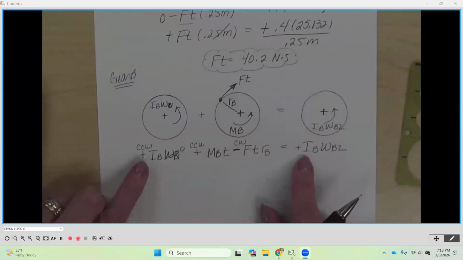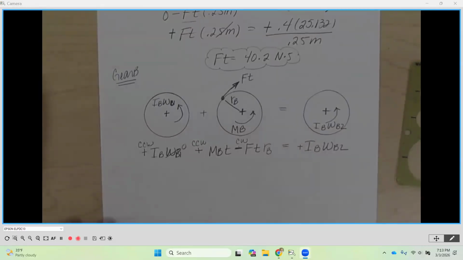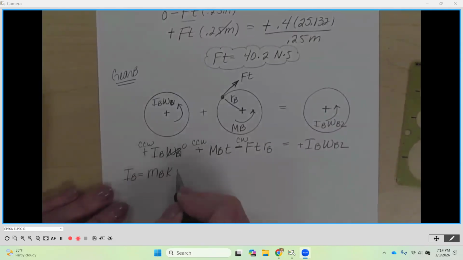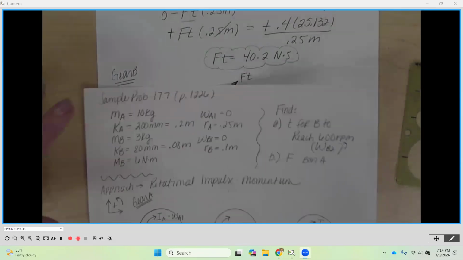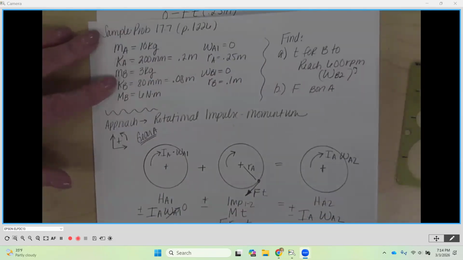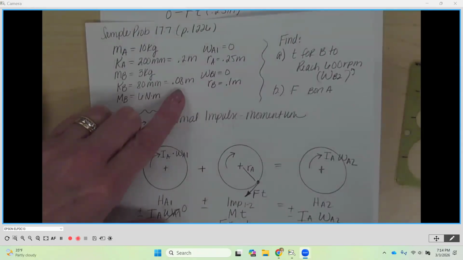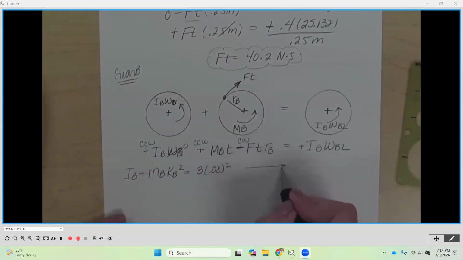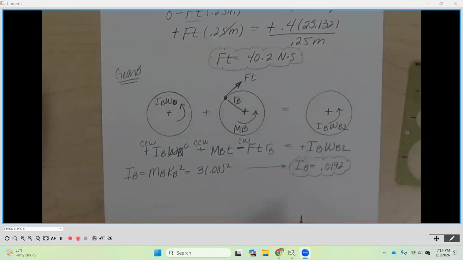So we need to calculate the moment of inertia at B. So IB is going to be equal to the mass B times the radius of gyration B squared. So if we go back to the beginning of our problem, mass B was 3 kilograms and the radius of gyration is 0.08 meters. Then we have to square that. So I get 0.0192. Okay.